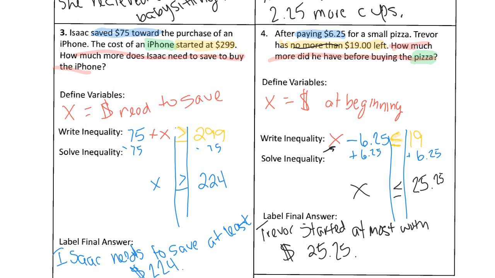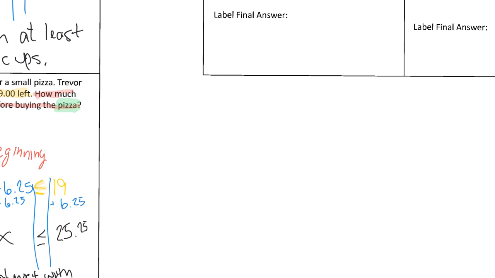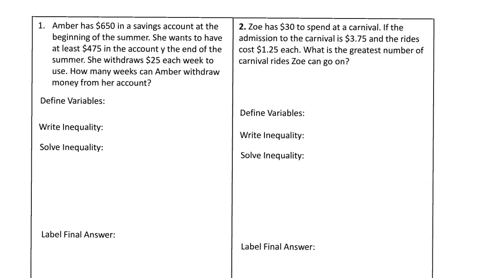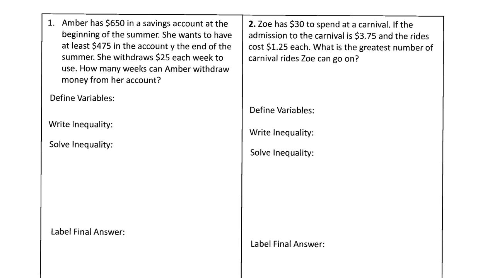Okay, so let's go to the next ones. These ones are a little bit more tricky. So let's do number 1 together. Amber has $650 in her savings account. Okay, so that's good for her. So that's probably what we're going to start with because it says the beginning of summer. She wants to have at least $475 in the account by the end of the summer.